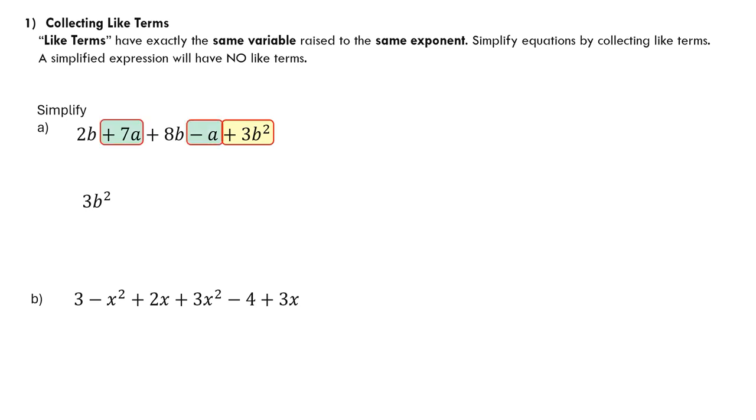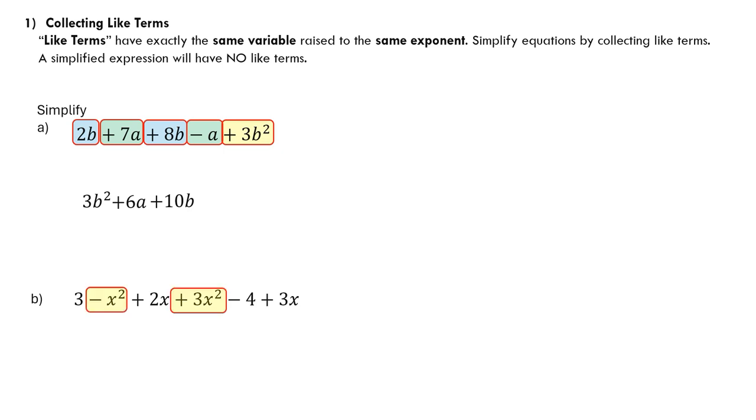And then we have two terms with a in it, positive 7a, negative a. They simplify together to become positive 6a. And then we have 2b plus 8b, which add together to be 10b.